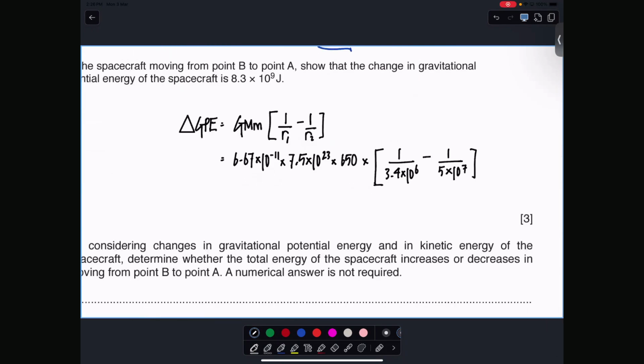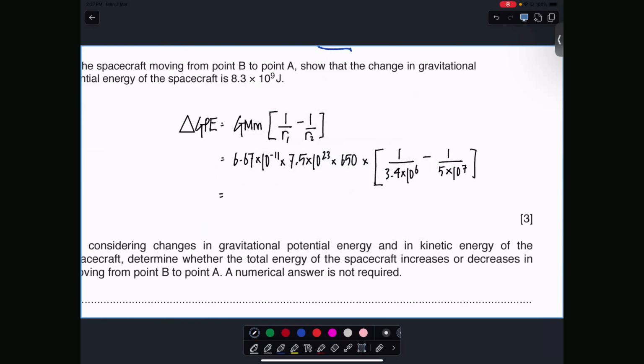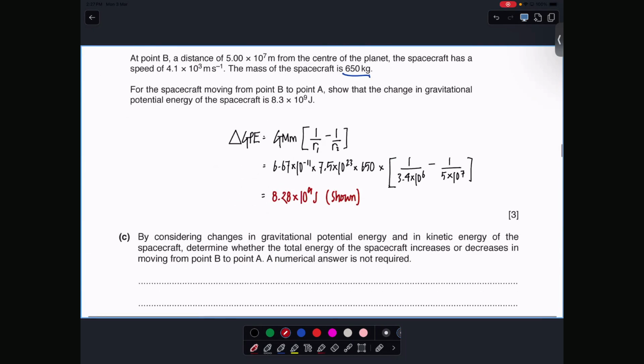So what do you get when you do this? Has anyone found it? 0.28 into 10 to the power 9. And then multiply with mass, right? Because they just asked the change in GP.